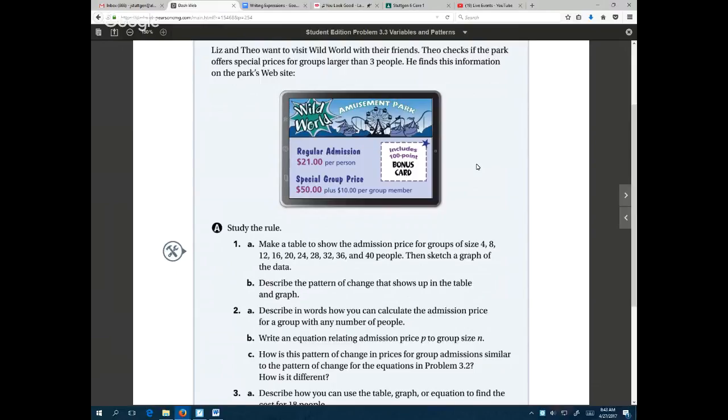Okay, are we ready? This rule, if you look at part A, it says study the rule. I even bolded it for you so it hopefully stood out. Anyone have any idea what that rule is? It says study the rule. What rule are they even talking about here? Might help if you actually read it.